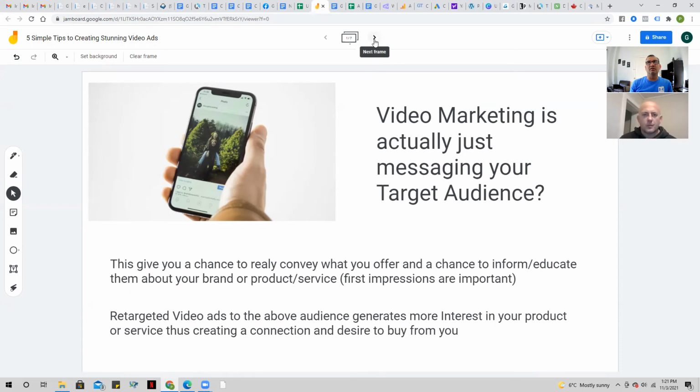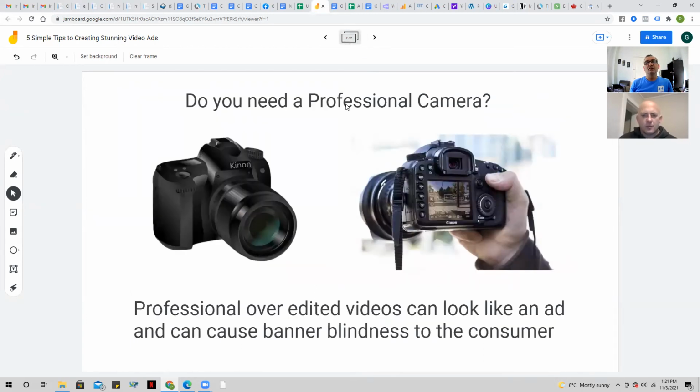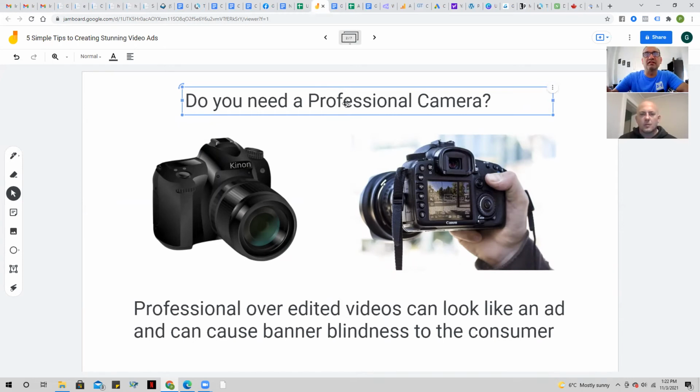Is about thinking about the message and the video. Now, do you need a professional camera? Okay, yes, you could use a professional camera, but then comes the problem that sometimes when they're over edited, it can look like an ad that basically causes banner blindness, that they think, oh, this is over edited, this is overdone, this looks like a commercial.